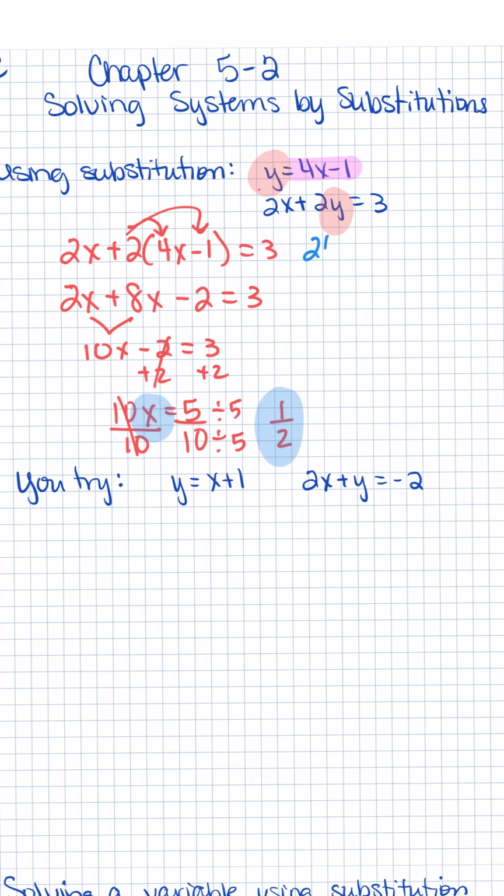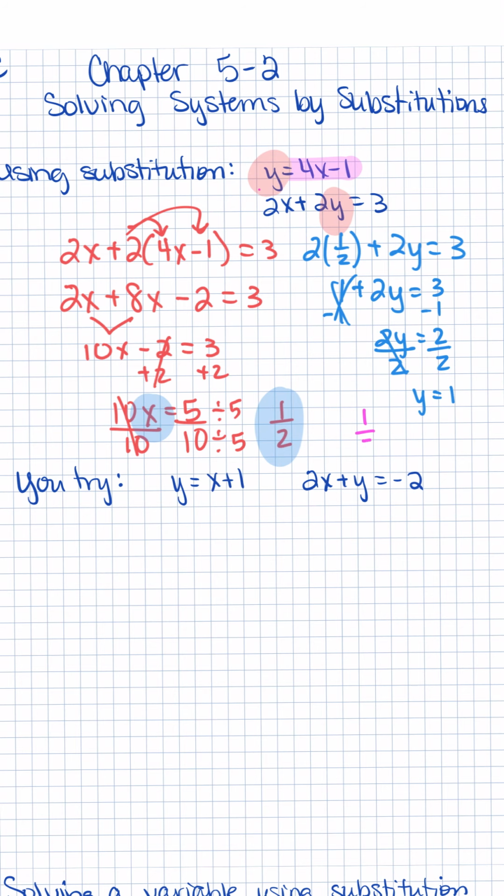So if we then go 2 times 1/2 plus 2y equals 3, we can solve for y. 2 times 1/2, that crosses out and that's just 1. So then we have 1 plus 2y equals 3. Subtract 1 from both sides. 2y equals 2. Divide 2 from both sides. y equals 1. So our answer should be x equals 1/2, y equals 1.